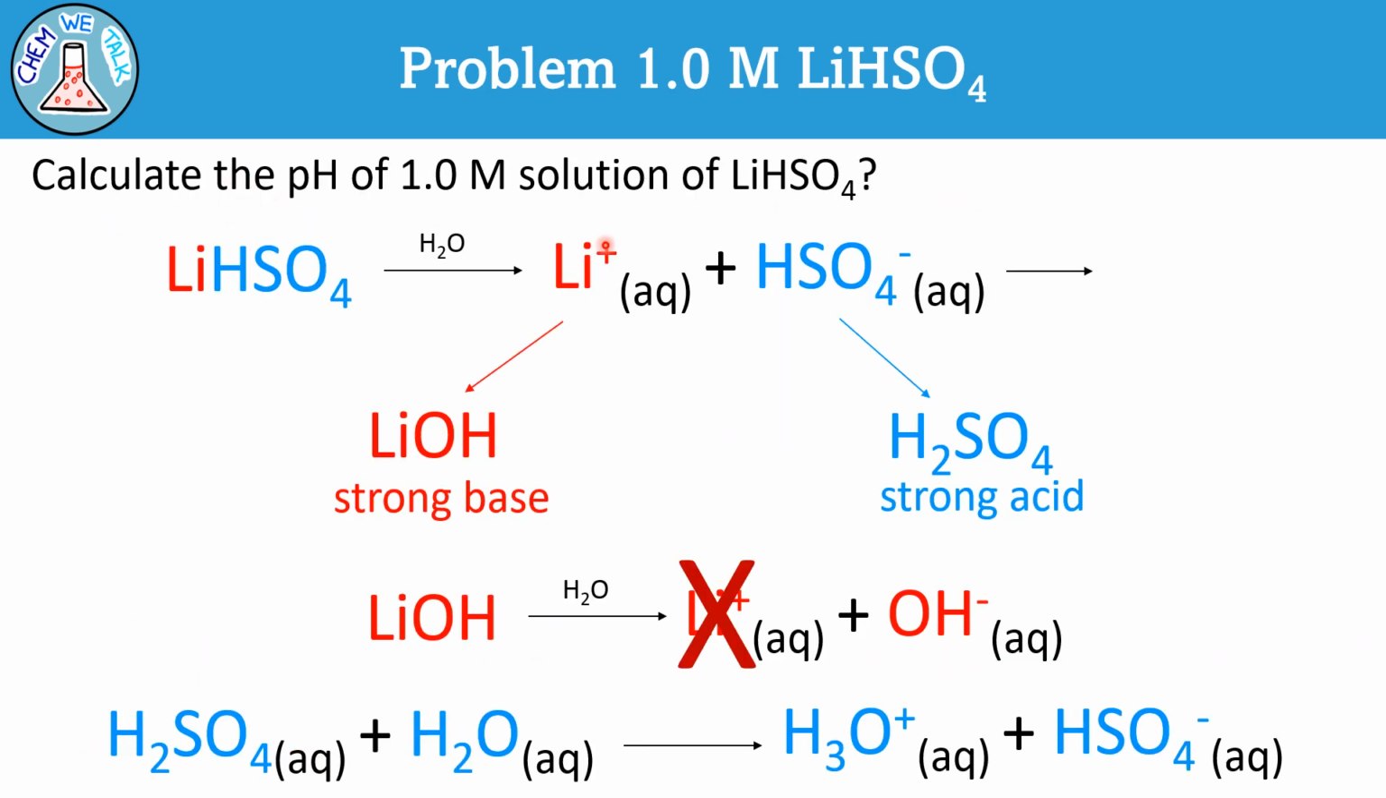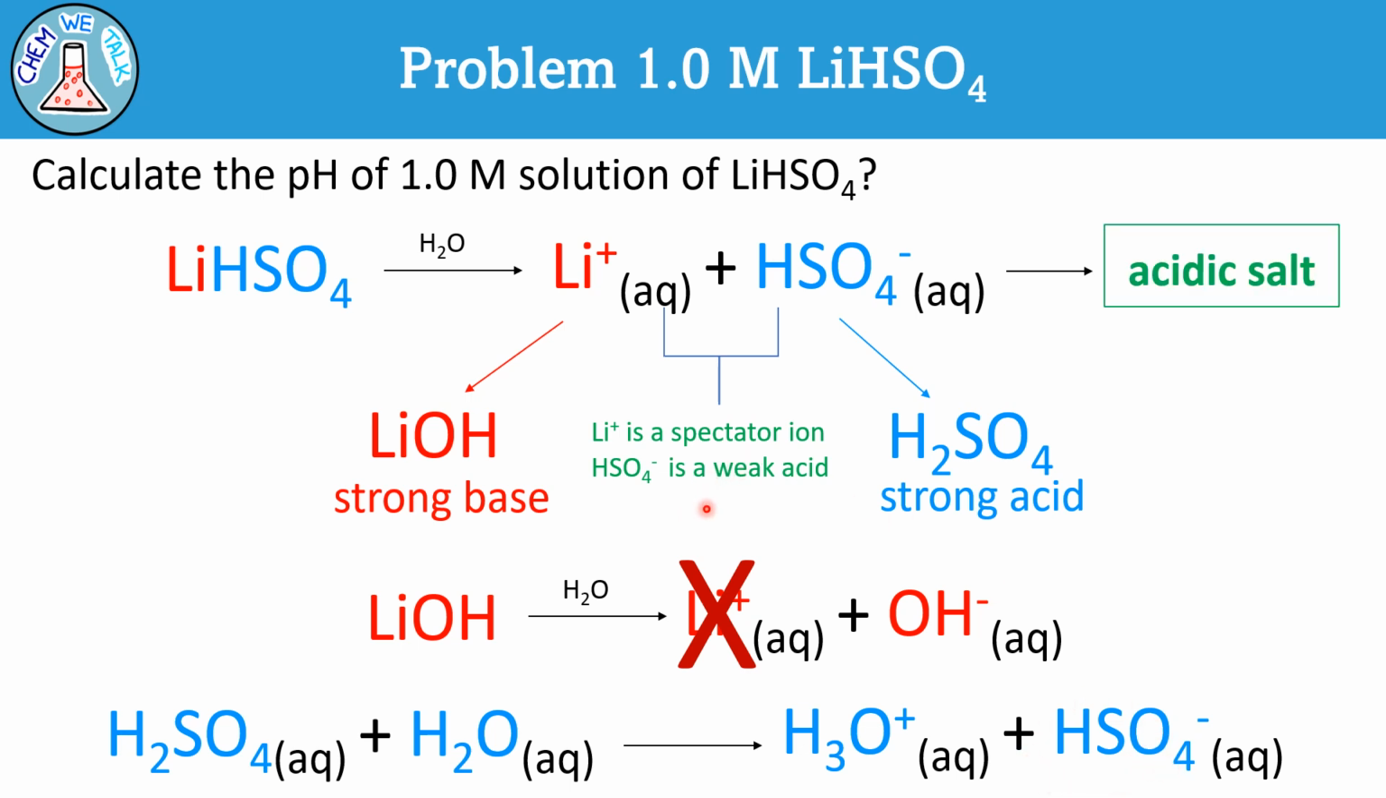All right. So going back to our initial chart here, we can see now that Li+ is in fact going to be a spectator ion, but HSO4-, although it is a spectator conjugate base, is a weak acid as well. So the salt will be acidic, and we'd expect the pH to be lower than 7.